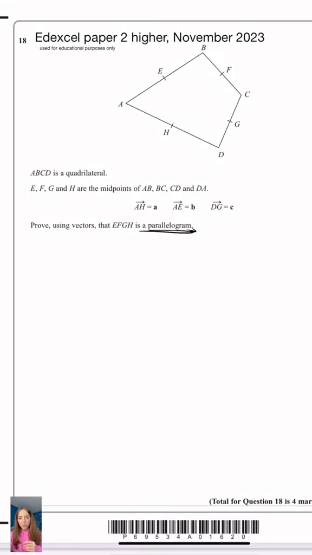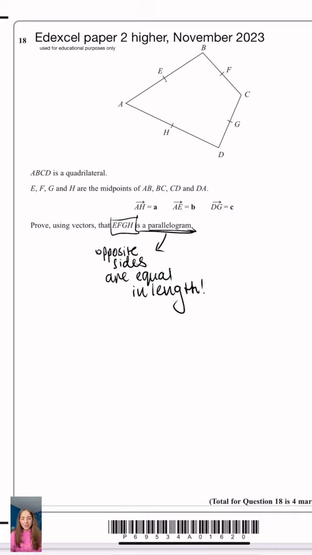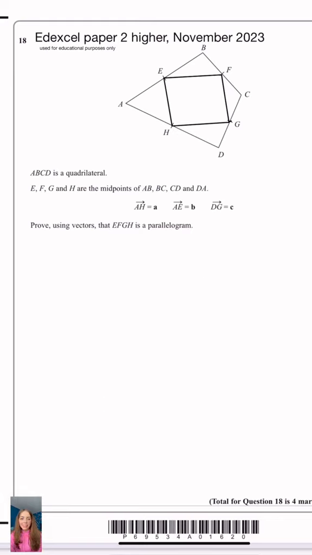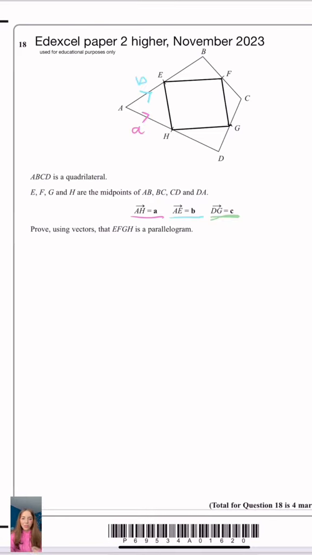Before I even start solving this question, I need to remember what I know about parallelograms. And the key feature of parallelograms is that the opposite sides are equal in length. Then I'm going to draw the parallelogram by drawing lines to join EH, HG, GF and FE together. Because the opposite sides are equal in length, the question points us to find the sides and prove that they're equal using vectors. So that's exactly what I'm going to do, and I'm going to label the sides of the shape with the information that the question told us.